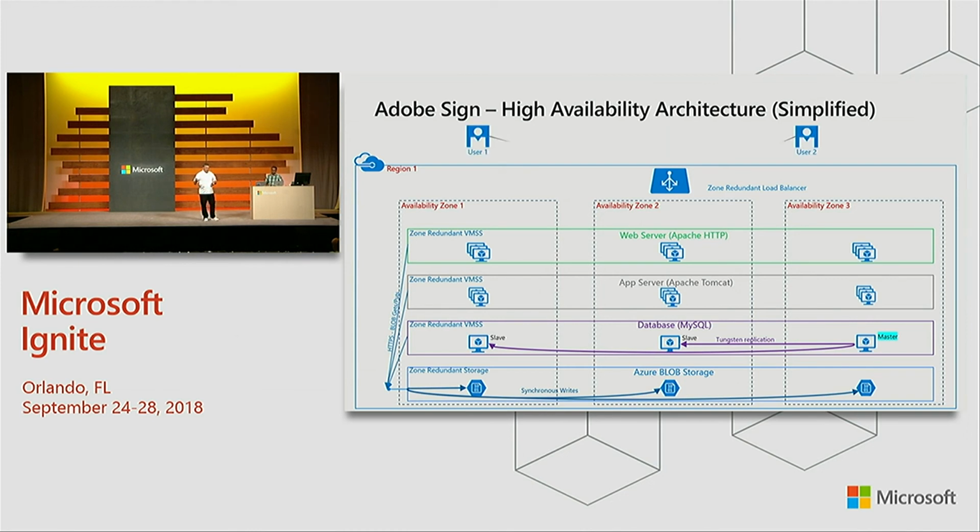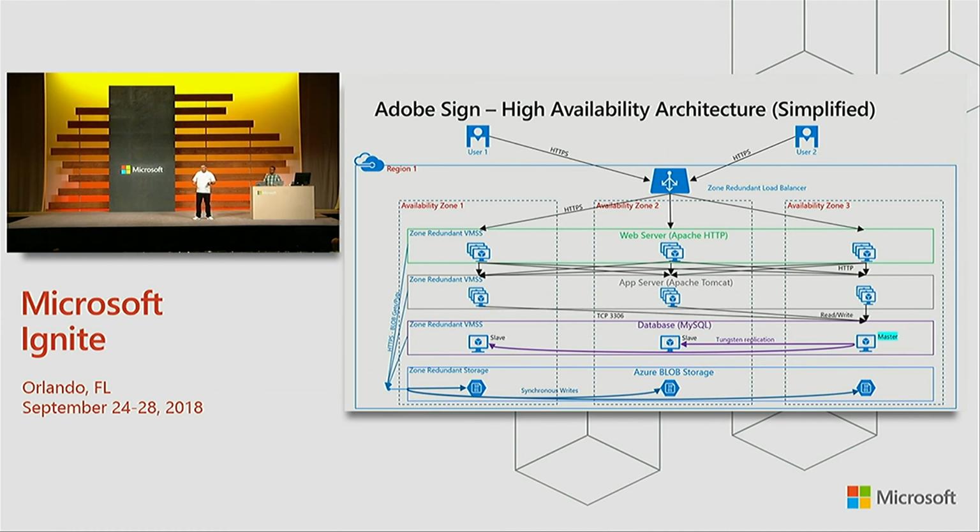So what does that look like from a customer experience? A customer makes a DNS call, gets a name resolution to the zone redundant load balancer. That does the traffic distribution across the 3 zones to the VMs in the VM scale set for the web server that reside in those zones. And then those Apache web servers are configured to distribute the load across all the VMs in the VM scale set across the 3 zones for the app server tier.